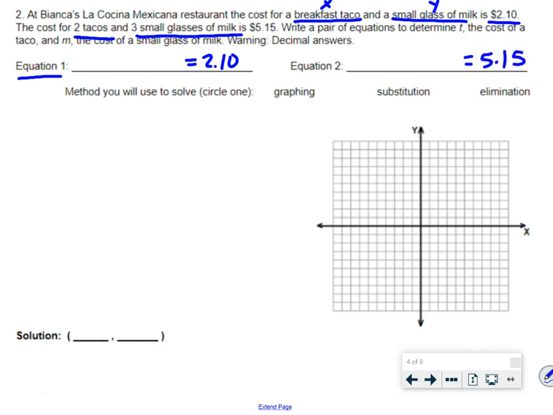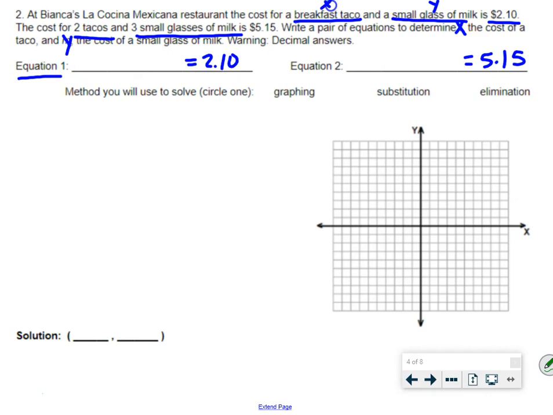Write a pair of equations to determine T, the cost of a taco. Well, we said that was X, so we'll change that to X, the cost of a taco, and Y, the cost of a small glass of milk. Warning, decimal answers. We're working with money. Money often uses decimals, so it's okay if we get some decimal answers.